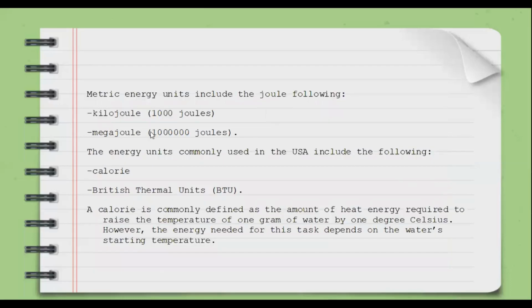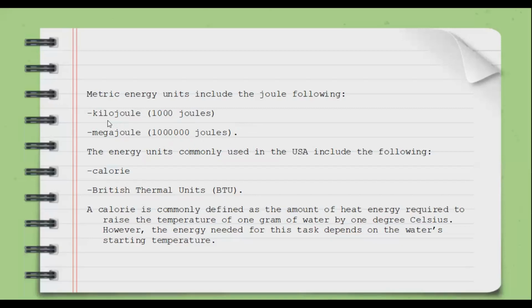Okay, so metric energy units include the following. The basic metric energy unit is the joule. Under joule, we also have the kilojoule and the megajoule. A kilojoule is equal to 1,000 joules. Always remember that kilo is 1,000 and mega is 1 million.